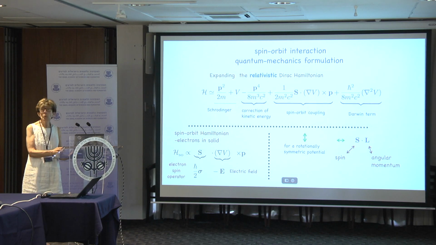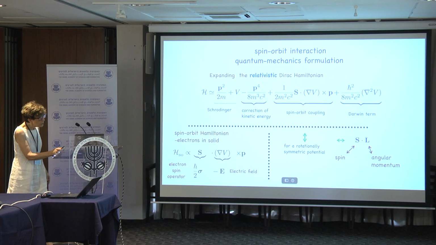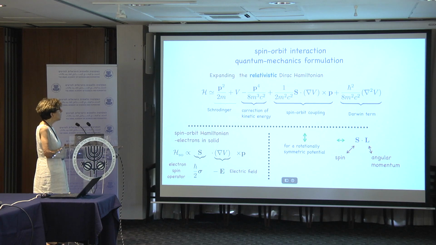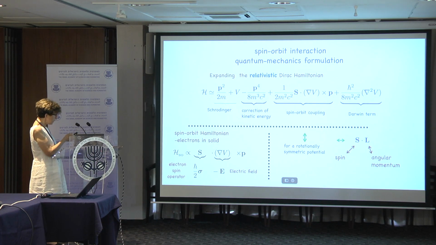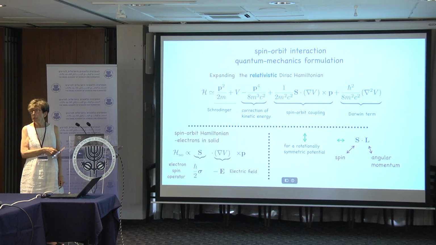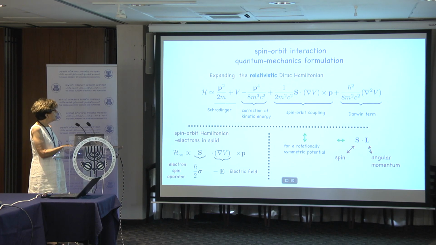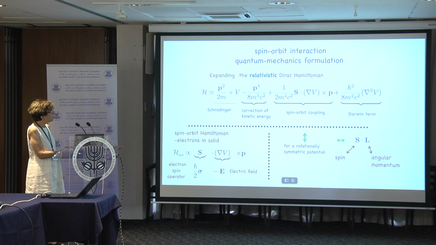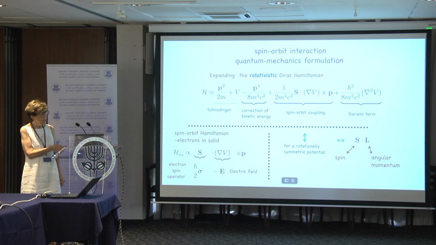So let me remind you what the spin-orbit interaction is, though everybody knows it. The spin-orbit interaction term comes when you expand the Dirac Hamiltonian to lowest possible order in the speed of light, and then you obtain a bunch of terms, but the one that I am interested in is this term, which has the spin, or the magnetic moment, cross the linear momentum, and the dot is for the gradient of the potential. If the potential is rotationally symmetric, then you can write it simply as the spin dot the angular momentum. The angular momentum is the gradient of the potential cross the linear momentum.